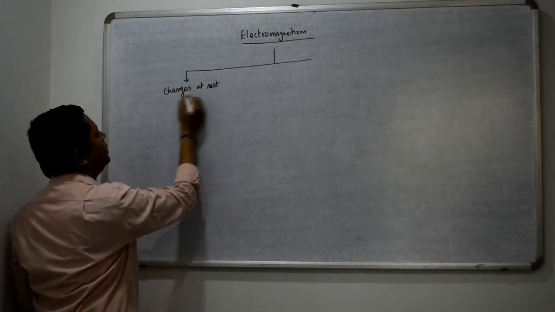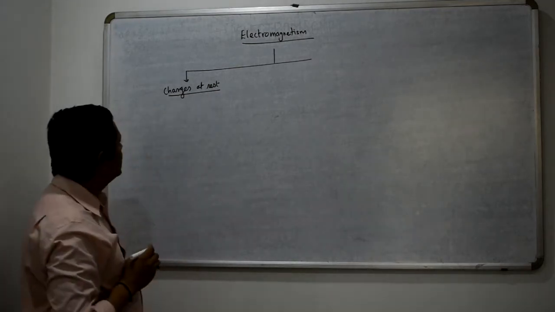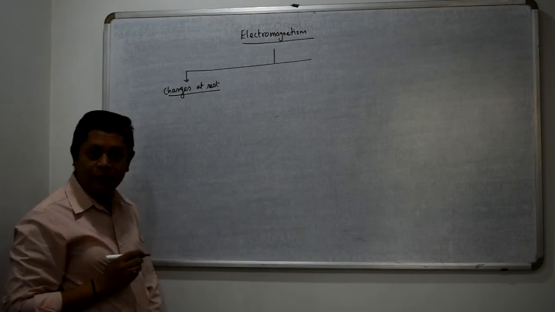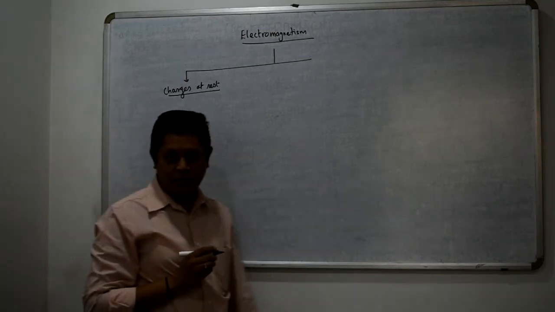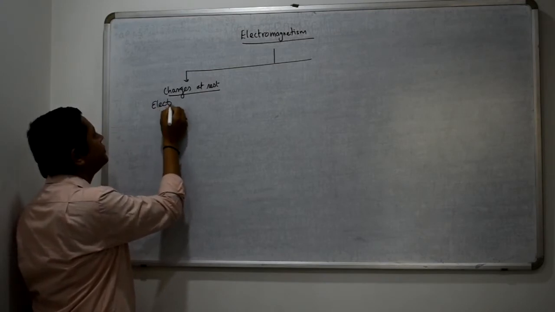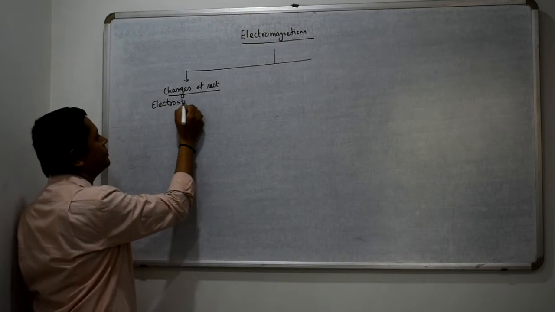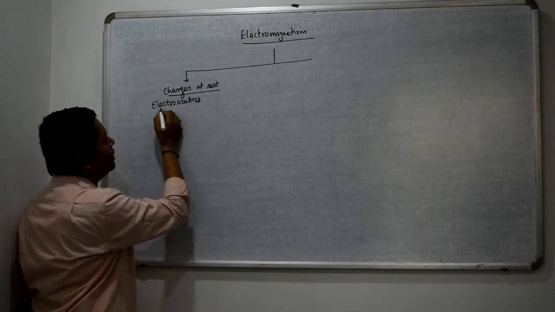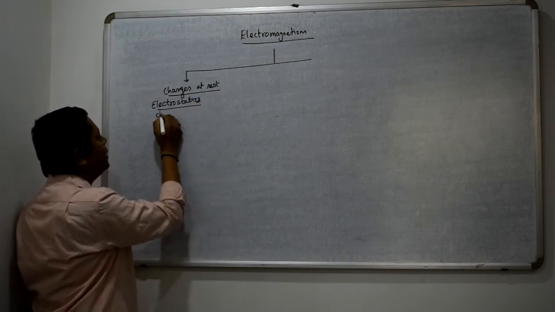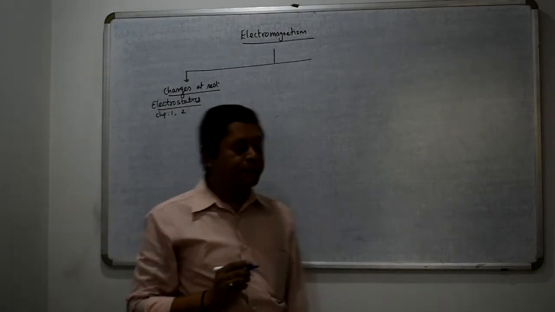In this, you will study two chapters, chapter 1 and chapter 2, that is electric charges and electric field, and electric potential and capacitor. That is called electrostatics. Electro means charges, static means at rest. So in electrostatics, these two chapters we are going to study.